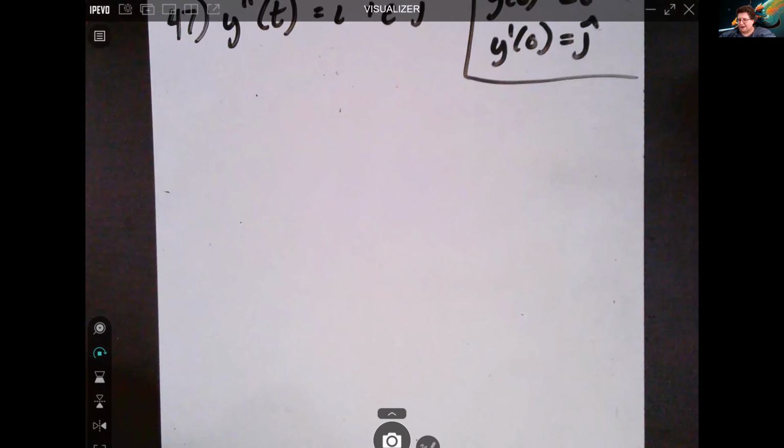So this one's like 45, but we have a second derivative. So we have even more to do than 45 has.